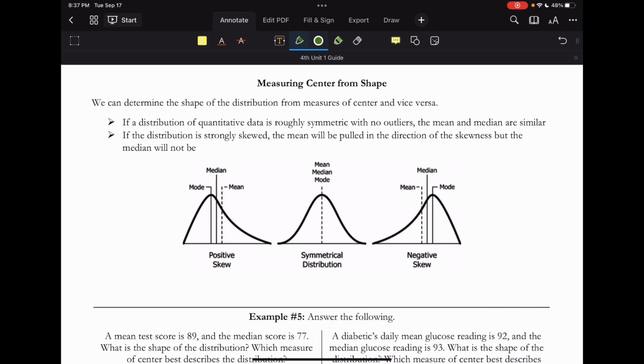Measuring center from shape now. So if we are looking at a distribution, we can tell if the mean or the median is larger based off of the shape. So if I have a roughly symmetric distribution, the mean and the median are going to be similar. If it's skewed, the mean is pulled in the direction of the skewness. So if I look here, a positive skew means that a distribution is skewed right. And a negative skew means that the distribution is skewed left.